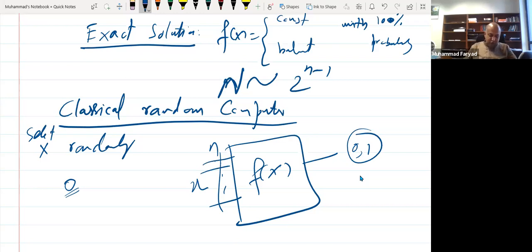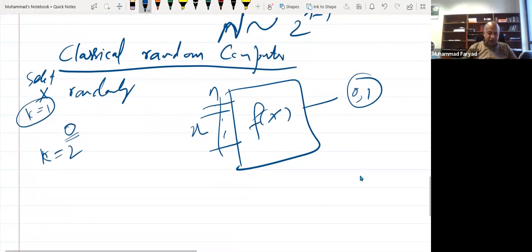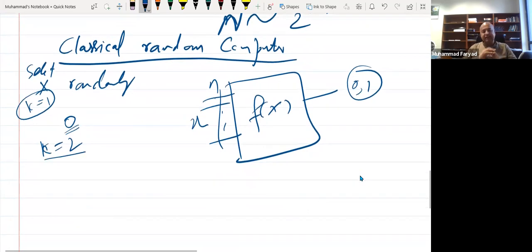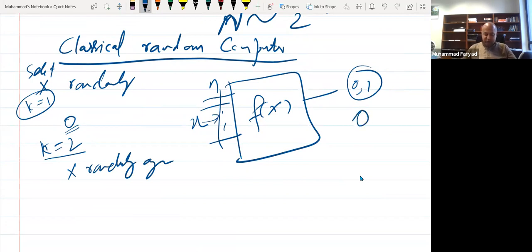But let's say I choose another x for k2. Let's say this is for k1. K1 means the number of executions. Now at the second step, as a second iteration of my program, I choose x randomly again, and I give it as input here. And suppose I get output 0 again. So my first output was 0 and second output was 0 again.